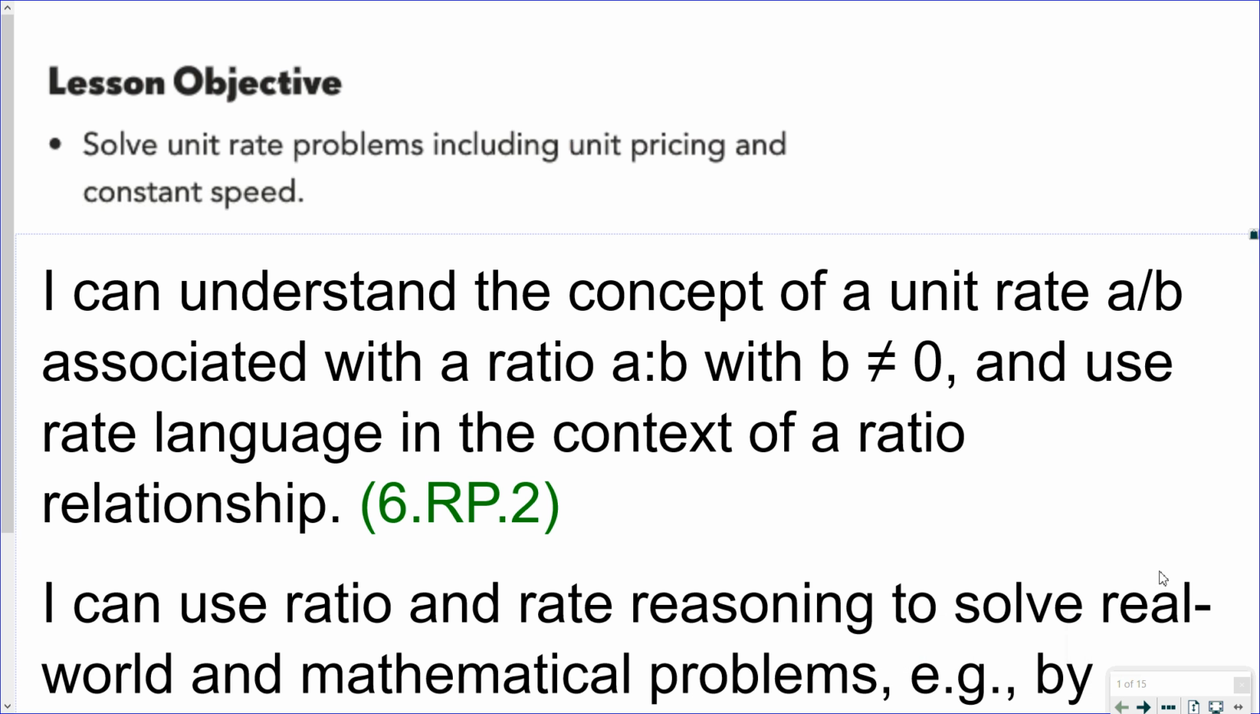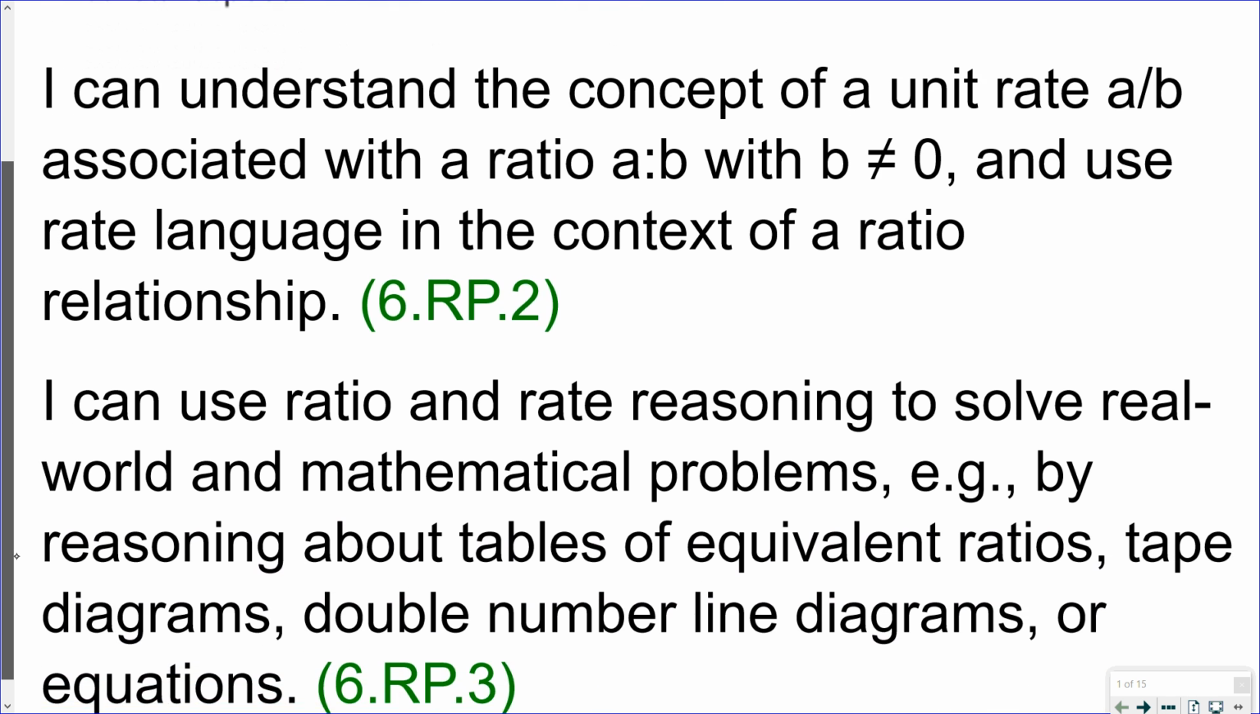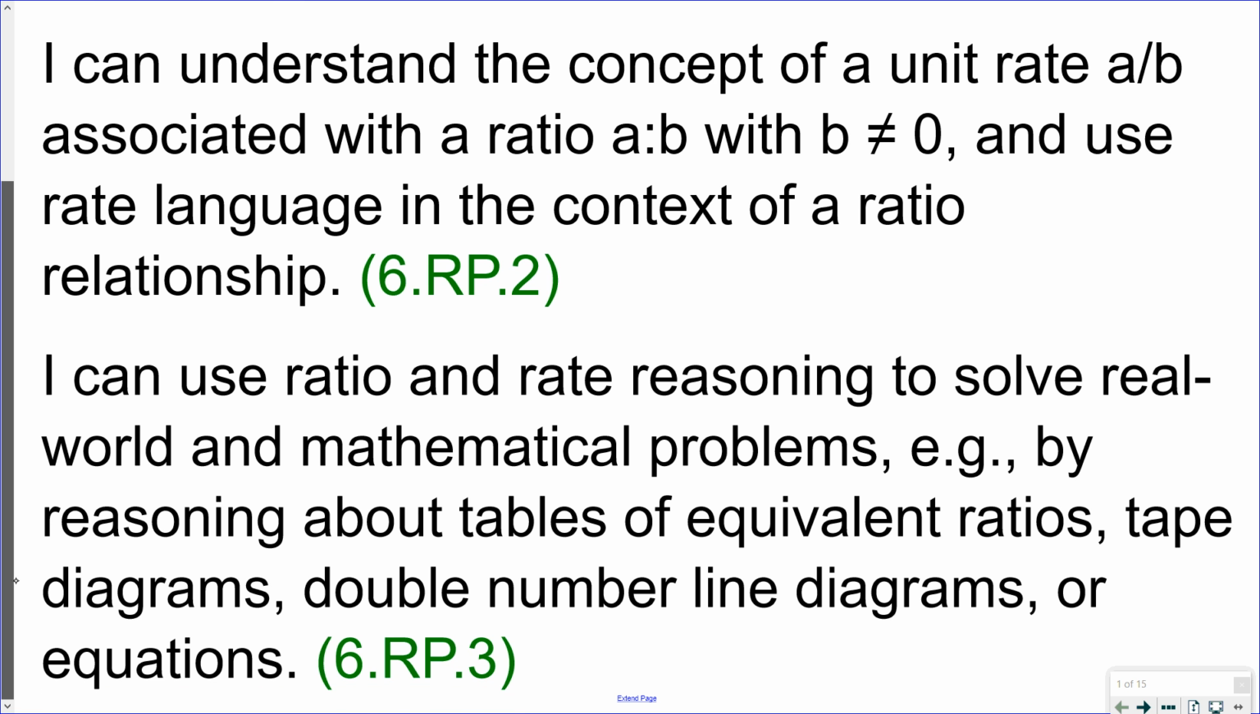Today we're going to start our lessons on rates and specifically unit rates along with unit pricing, and then we'll look at constant speed in the later portion of the lesson. And we do have a couple of standards to address in these lessons, and our standards are 6 RP2 and 6 RP3.